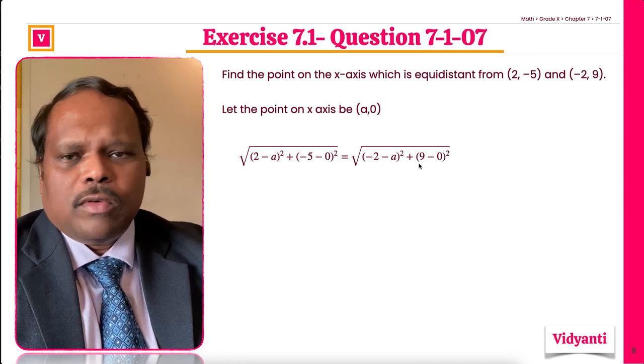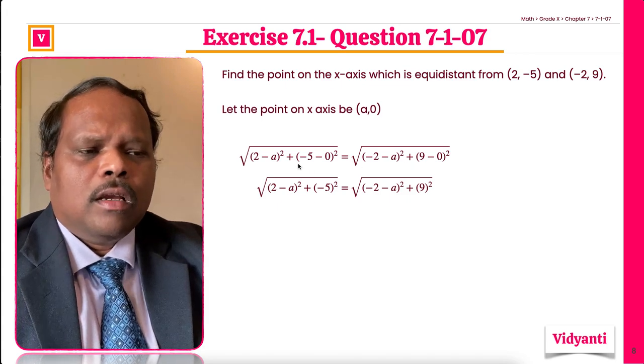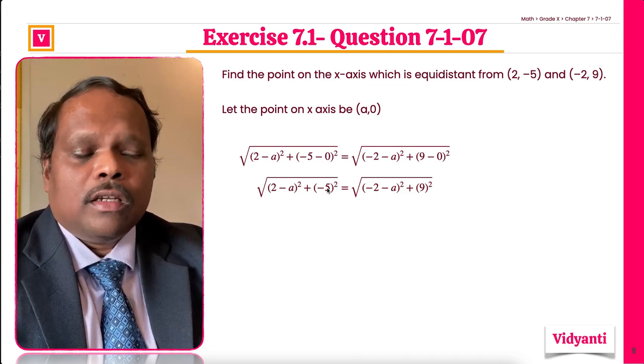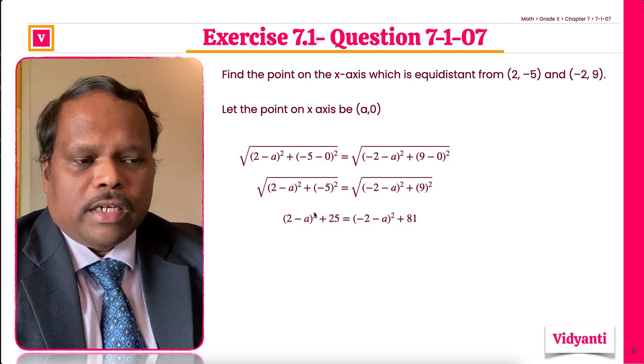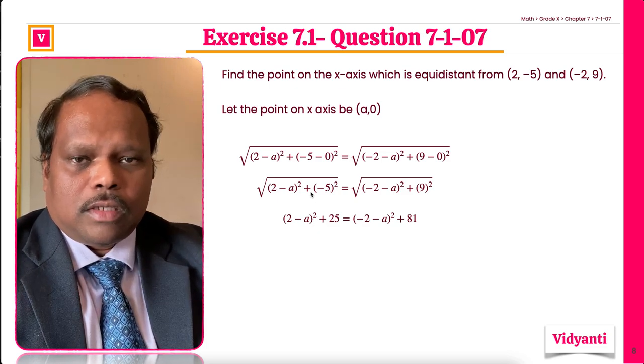If the square roots are equal, we can square both sides and get rid of the square root signs. But before that, this minus 0 can be eliminated. It doesn't have any effect. So now we are going to square both sides, and that way we will get rid of the square root signs.